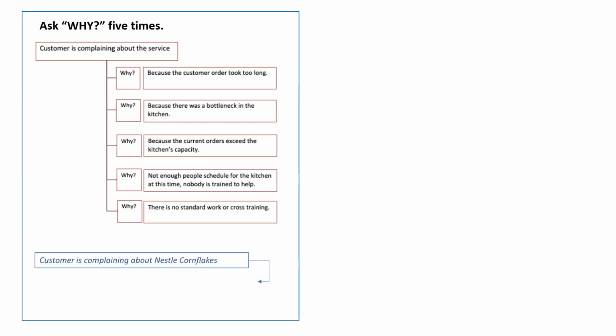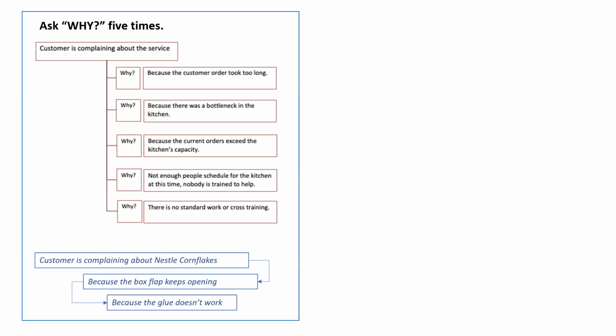You can also look into asking the 5 whys to the complaints. Customer is complaining about Nestle complaints. Why? Because the box flap keeps opening. Why does the box flap keep opening? Well, the glue doesn't work. And then you start looking into the glue. And then you start looking into complaints. And then you start doing a fix.